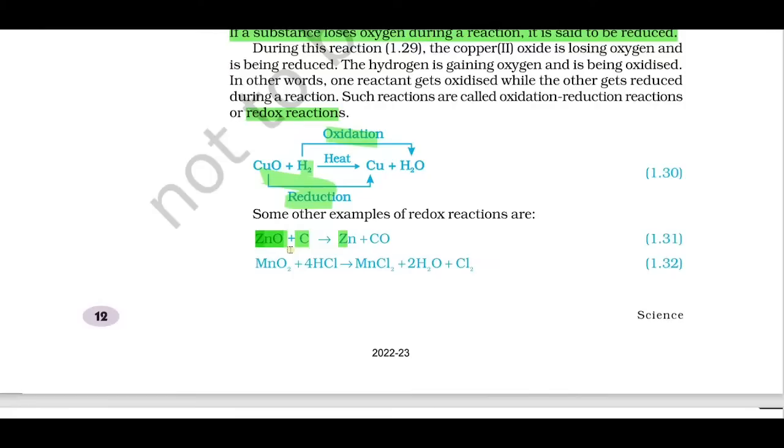4HCl plus MnO2 gives MnCl2 plus 2H2O plus Cl2. Which substance is reduced? MnO2. Which substance is gaining oxygen? Hydrogen.